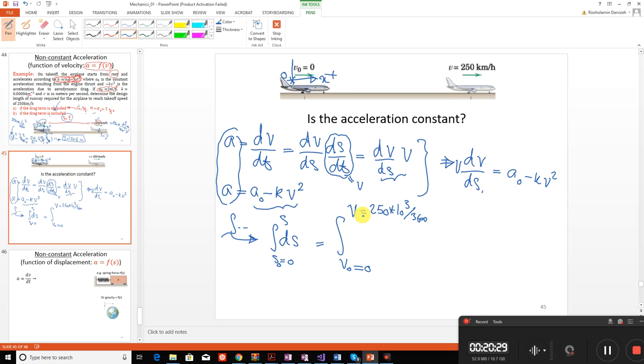Meter per second, V over A naught minus KV squared dV. And don't worry if you don't know this integration. If the integration is complicated, usually the general formulation will be provided in the exam. For example, this general relationship will be provided to you, and you can follow the same pattern. Because this is not a calculus course, if the integration is very complicated, the formulation will be provided.